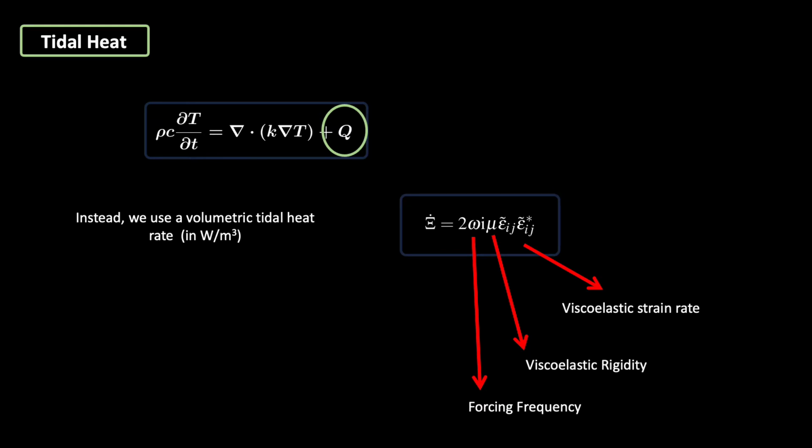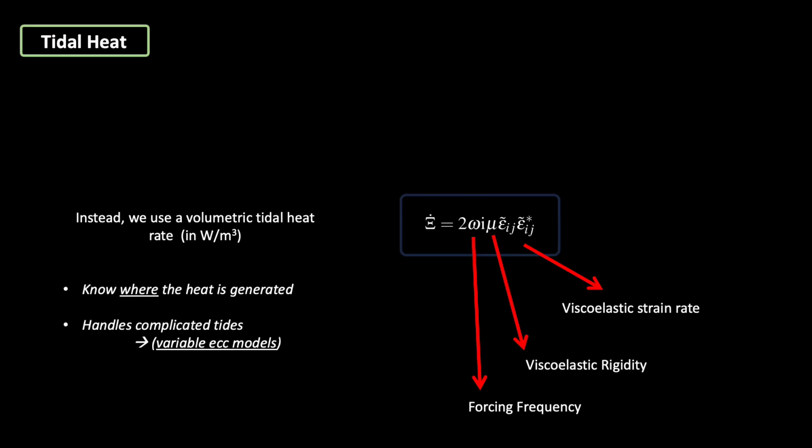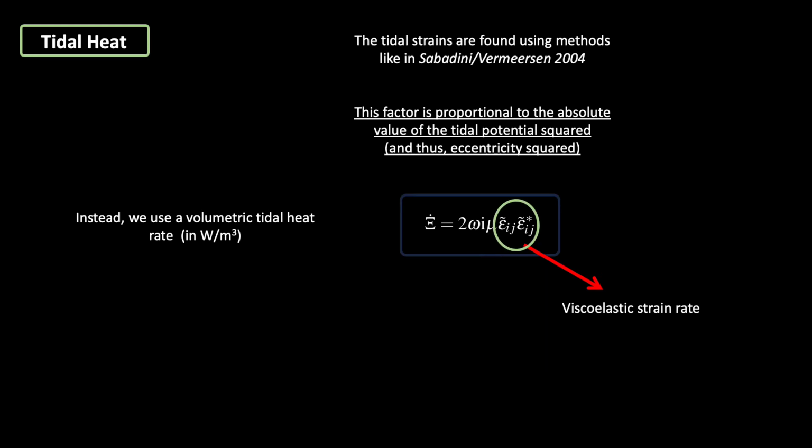So I'm doing something different. I'm doing the volumetric heat rate. And so this is watts per meter cubed. And it depends on the strain rate, the rigidity, so the rheology, and then the forcing frequency. So we're going to know where the heat's generated, and we can do complicated tides with this. If you want details about how the strain rate works, either email me or look in the Sabadini-Vermeersen book, really good book.